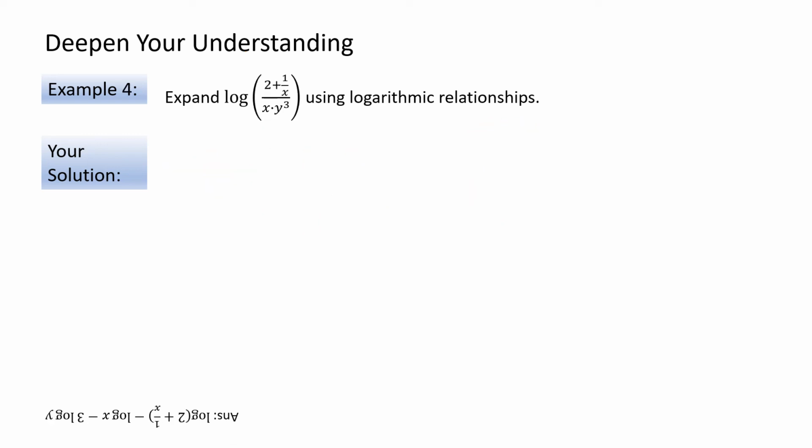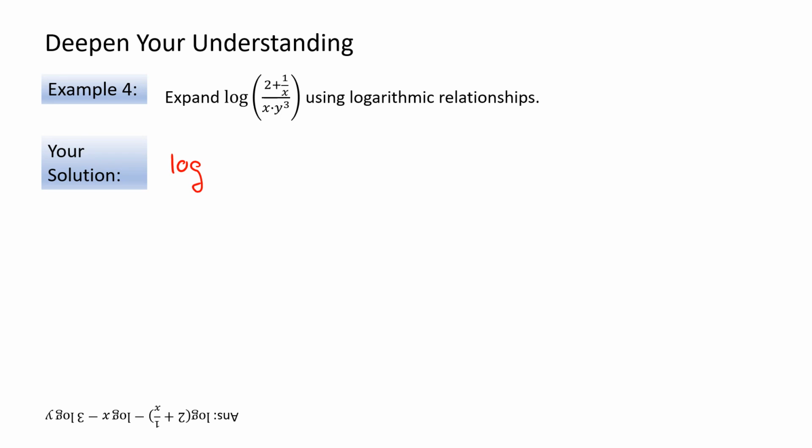And our last example: expand the log of 2 plus 1 over x divided by x times y cubed. So there's actually only 3 terms here. The 2 plus 1 over x, remember, it's only if they're multiplied or divided by each other. So this piece in the numerator has to stay as 2 plus 1 over x. It can't actually be broken out into log of 2 and log of 1 over x.